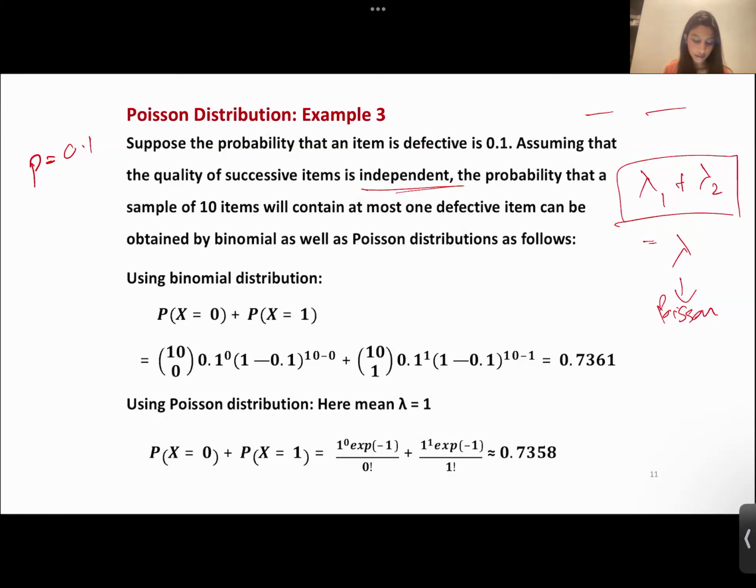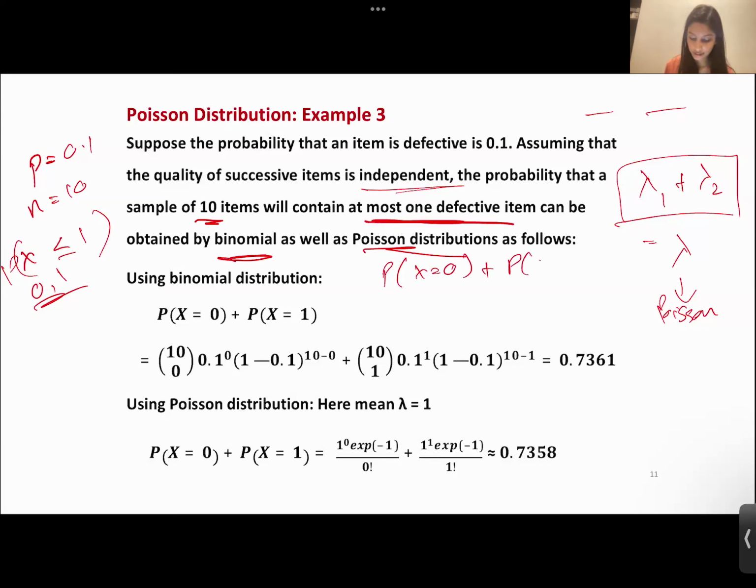What is the probability that a sample of 10 items, so n is equal to 10 here, will contain at most one defective item? For this, you can use either the binomial or the Poisson distribution. What do we mean by at most one defect? At most, a maximum of one defect. So you can have 0 defects or 1 defect. You need to calculate x less than or equal to 1. This can be written as a sum: P of x equal to 0 plus P of x equal to 1.